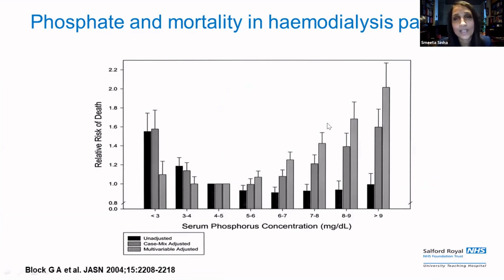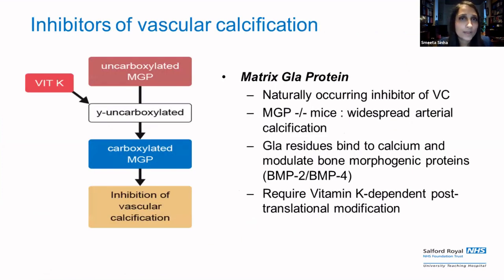And part of the reason why we have focused so much on phosphate is because of observational data, which shows a clear linkage between mortality and high phosphate levels. But again, animal models have taught us a lot more. There's more to it than phosphate. So there's a protein called matrix GLA protein, and it's a naturally occurring inhibitor of vascular calcification. If you knock out the gene, you get widespread arterial calcification. And the GLA residues on MGP particularly bind to calcium, and they modulate these bone morphogenic proteins.